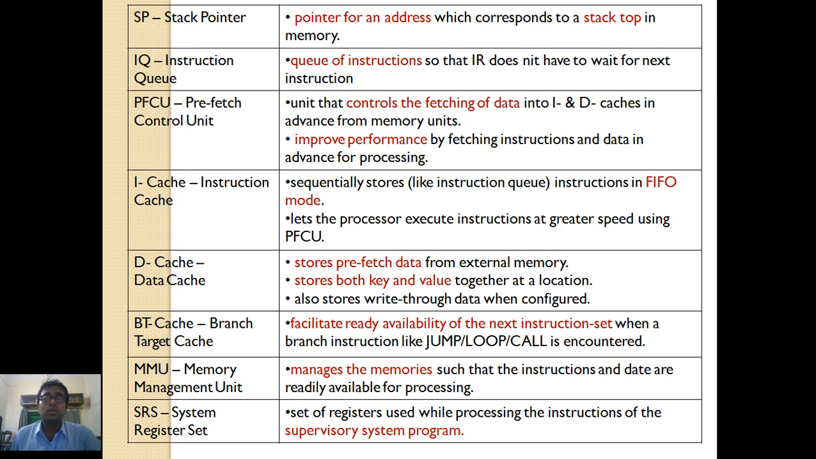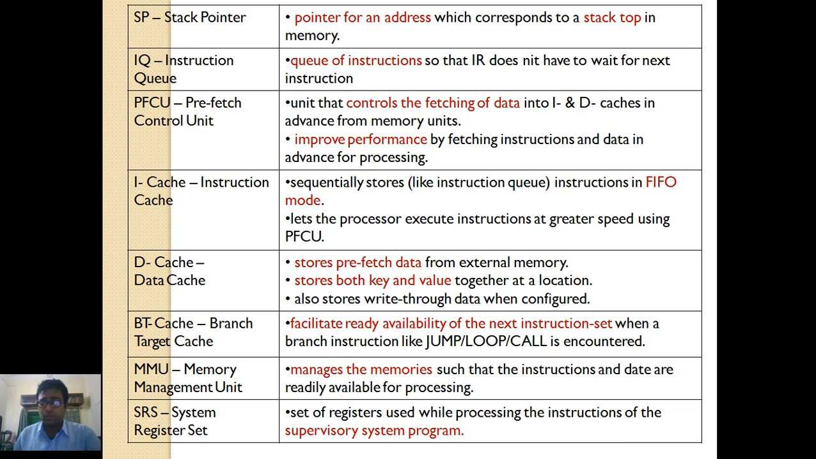Next is the prefetch control unit. This unit controls the fetching of data into the I and D caches in advance from memory units. It means that in a microprocessor we have a number of caches. So the prefetch control unit controls the fetching of data into the I and D caches in advance from memory units. It fetches the data before the time it is needed, so it has already fetched the data into the I and D caches.